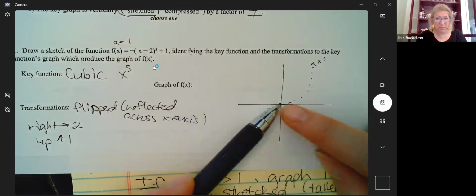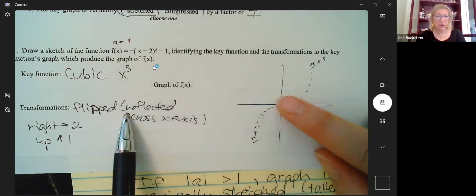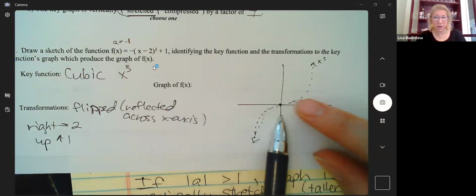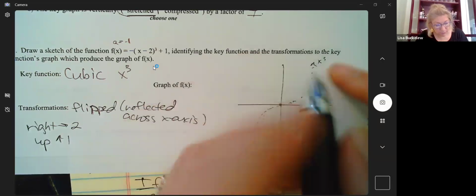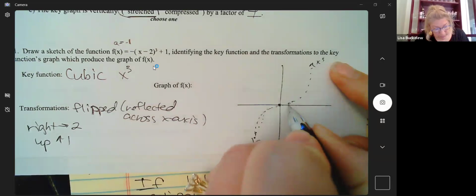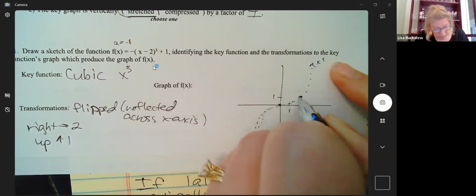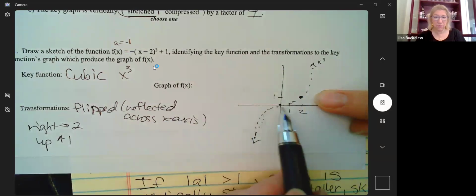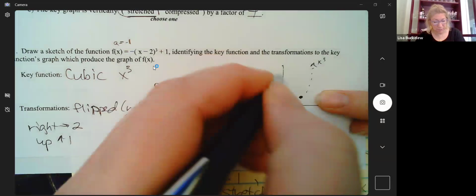I'm going to wait and draw that in later, but I'm going to move this point around, then I'm going to draw that shape through it. All right, so I'm going to do the right 2 and up 1. Every single point here is going to shift right 2 and up 1, and then flip upside down, but I'm just going to move the first one. So there's right 2 and up 1. So this point shifts over here. So this is the new point that I'm going to draw the new shape through. So there's my vertical and horizontal shifting right here.